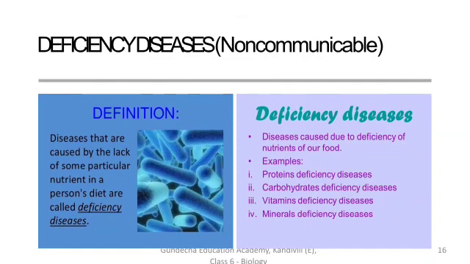Deficiency diseases are diseases which are caused due to deficiency of certain nutrients in our body. For example, kwashiorkor is a protein deficiency disease, whereas rickets is caused due to deficiency of vitamin D.